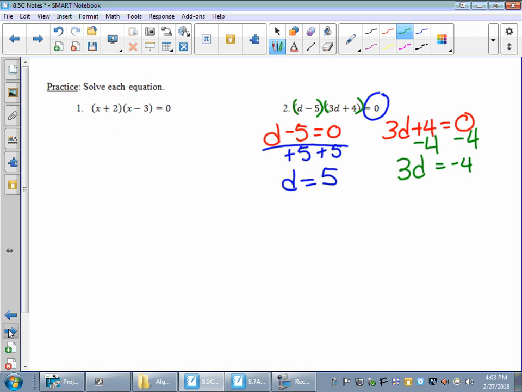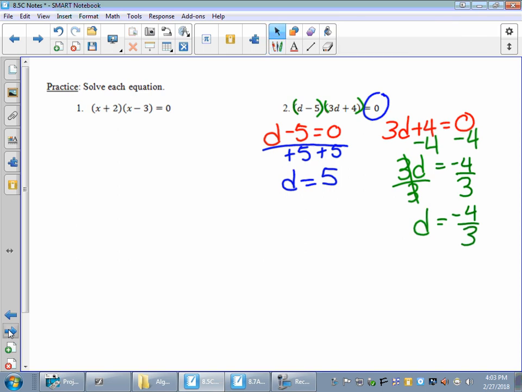Now, of course, to get rid of that 3, since it's attached with multiplication, my inverse operation is to divide. And I can divide both sides by 3. Cancels out, and I'm left with d is equal to negative 4 over 3. See how these skills that we learned earlier, not only in this chapter, but in this whole class, come back and we use them over and over again? Seems true for all of math.